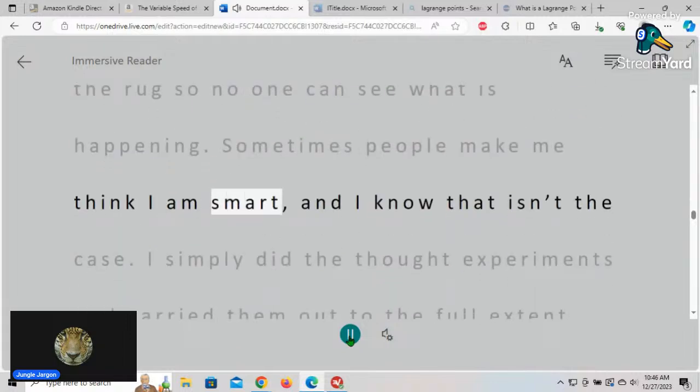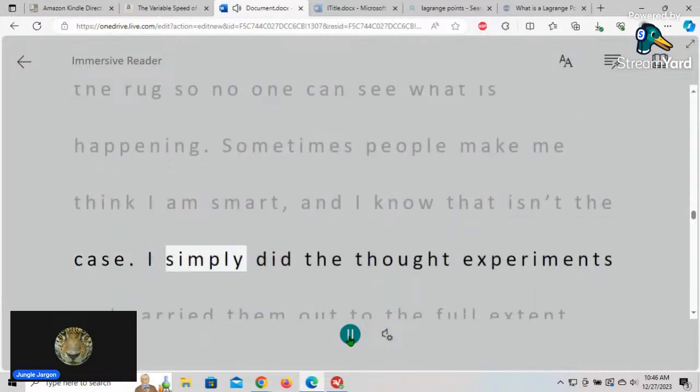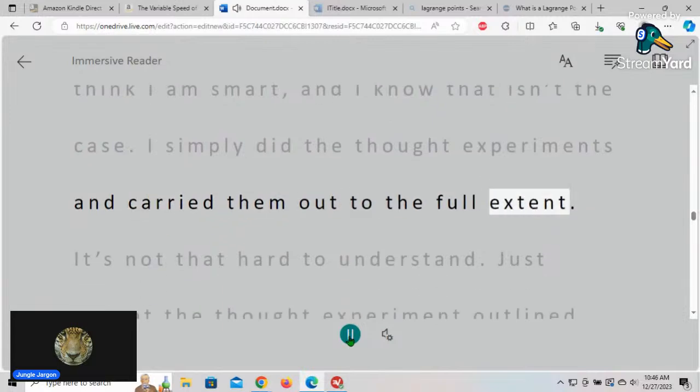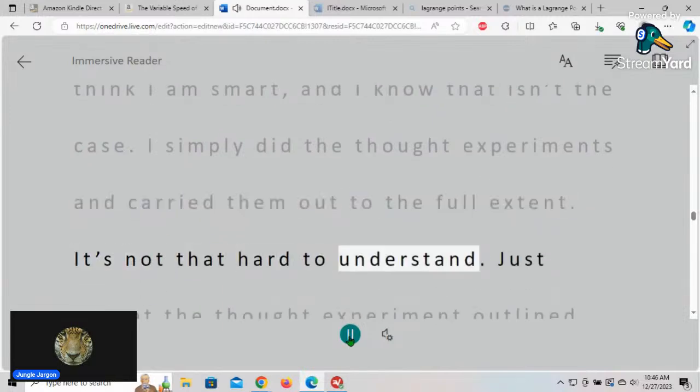Sometimes people make me think I am smart, and I know that isn't the case. I simply did the thought experiments and carried them out to the full extent. It's not that hard to understand.